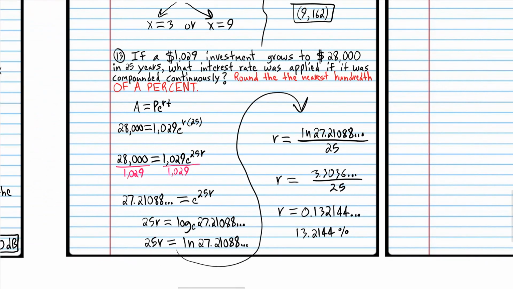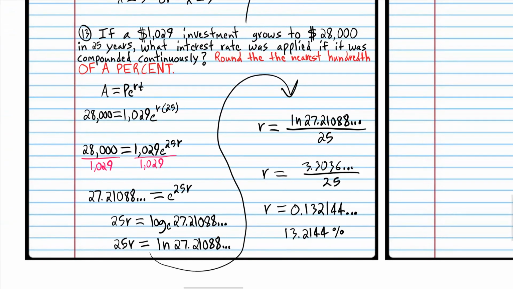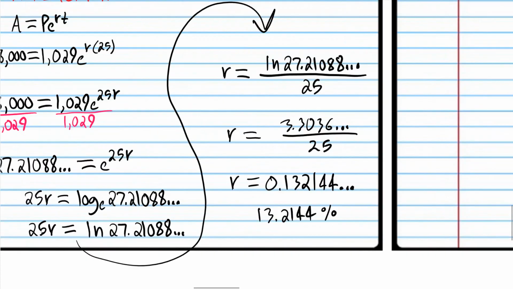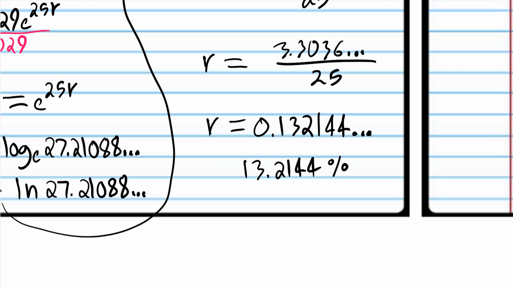But we need to round to the nearest hundredth of a percent. So what that means is after you change it to a percent, then you find the hundredth place and ask, do you round up or down? And of course we round down. So you better be ready for that on the test.